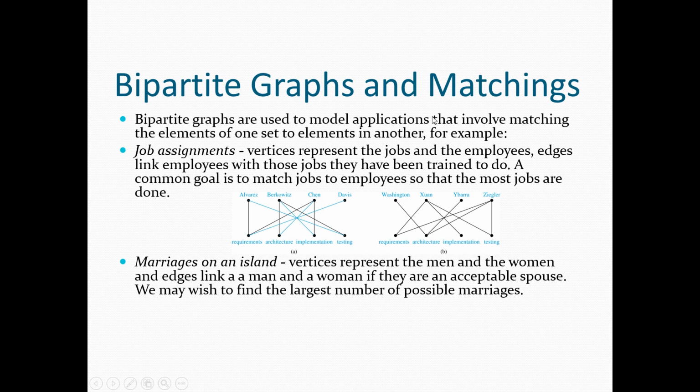Bipartite graphs are used to model applications that involve matching the elements of one set to the elements in another. For example, job assignments: vertices represent the jobs and the employees, and edges link employees with those jobs they have been trained to do. A common goal is to match jobs to employees so that the most jobs are done. So here are the candidates, employees, and these are the jobs. These are connected. Another example is marriages on an island: vertices represent the men and the women, and edges link a man and a woman if they are an acceptable spouse. We may wish to find the largest number of possible marriages.